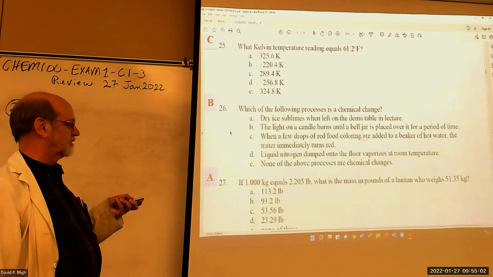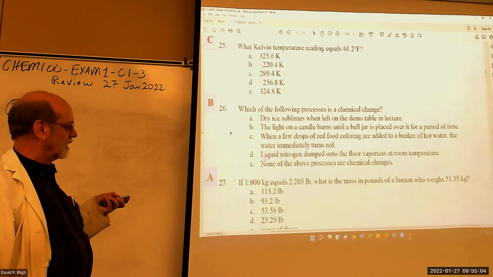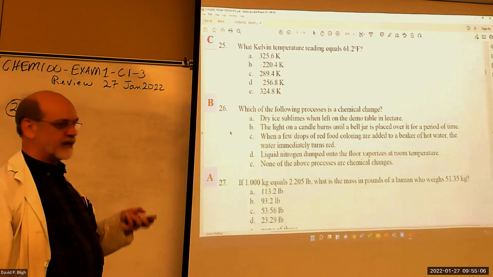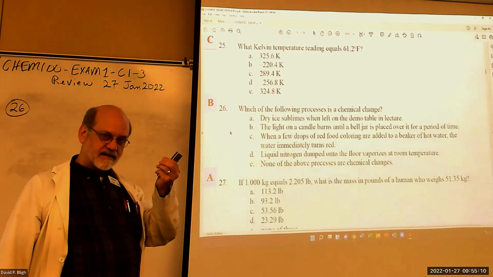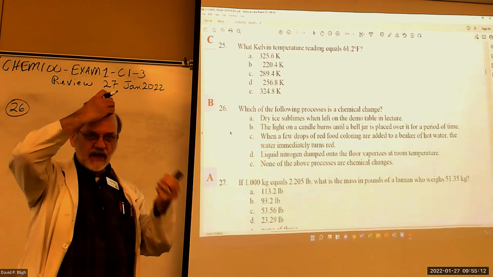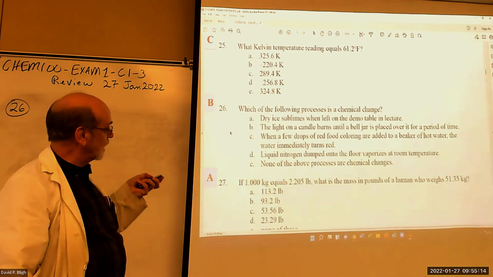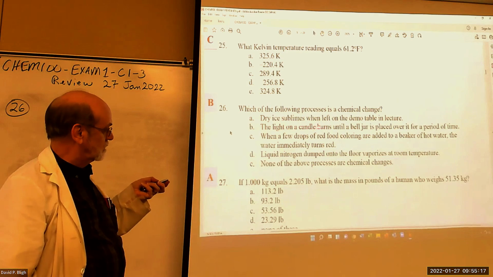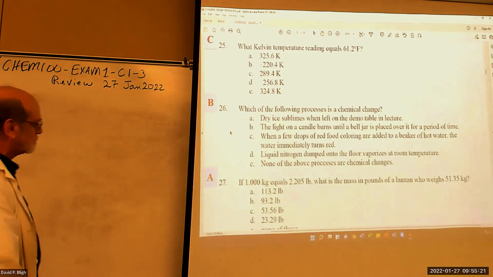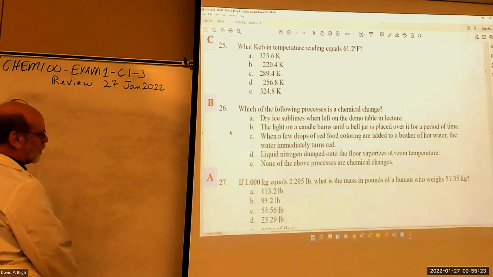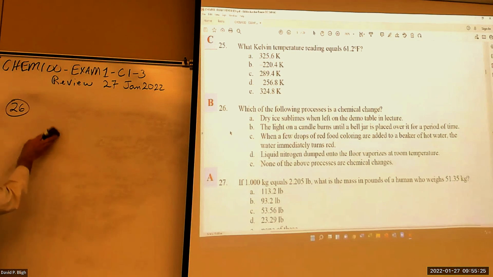Red food coloring, that's a physical change. Liquid nitrogen dumped on the floor vaporizes, that's a physical change. The identity of the substance did not change in those processes, but it did change in this one. Okay, so B's the answer for 26.